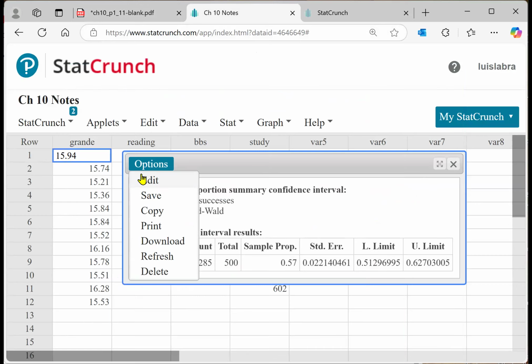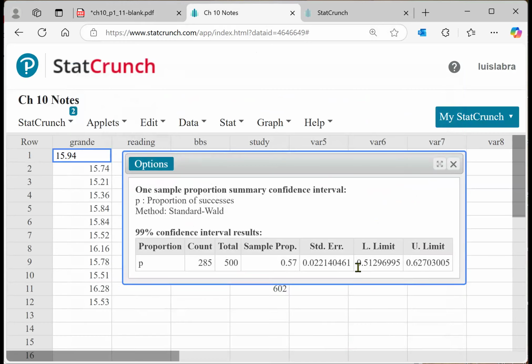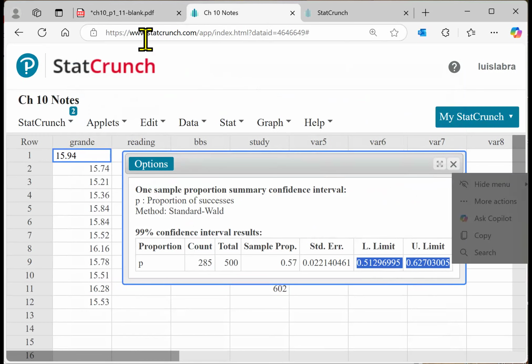Oh, and I think I said this in the previous video, don't mess with this. It's always going to be standard. All right, here is our interval. Let's write this interval down and see what it means.